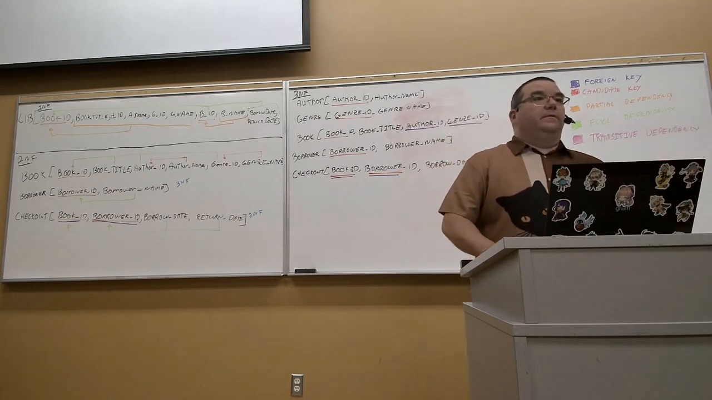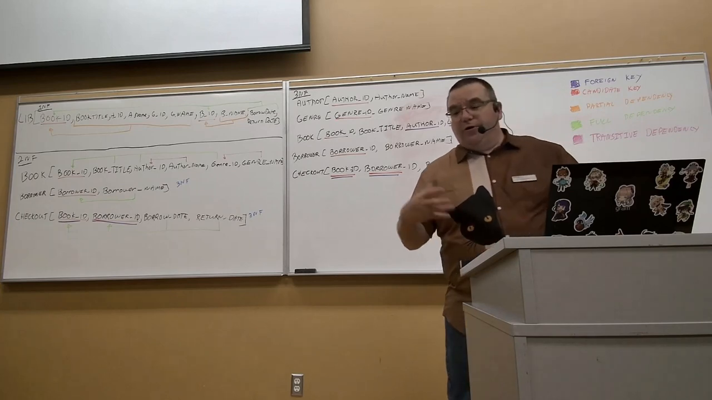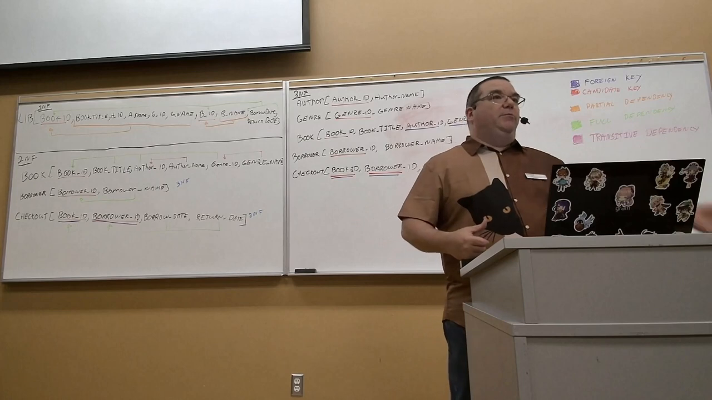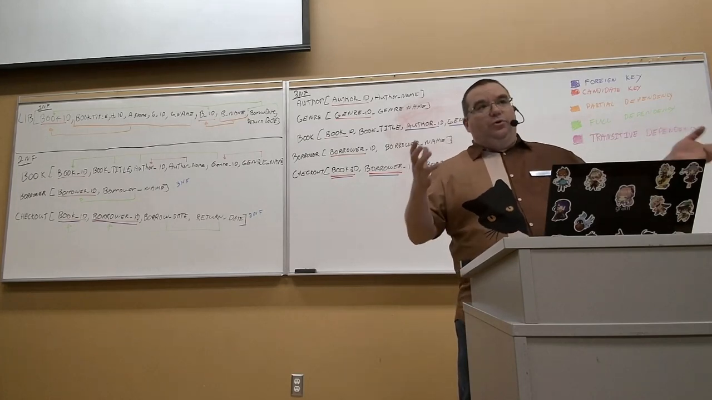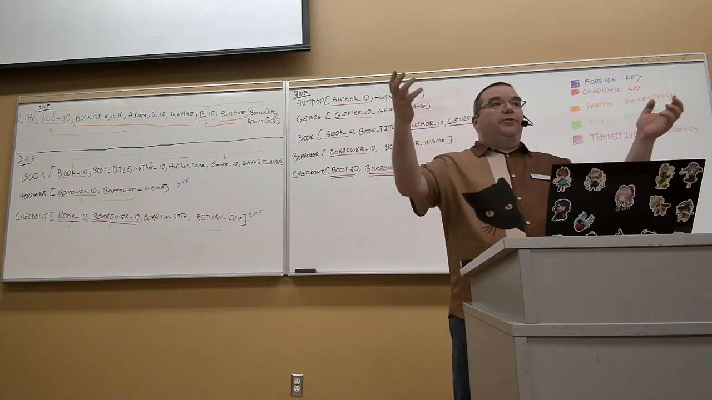It's an attribute that depends on only part of the key. So the book title is determined by only the book ID. It has nothing to do with the person borrowing the book. The name of the person borrowing the book has nothing to do with the name of the book. So they're only dependent on part of the key because we identified that the book and the borrower IDs combined was our primary key.